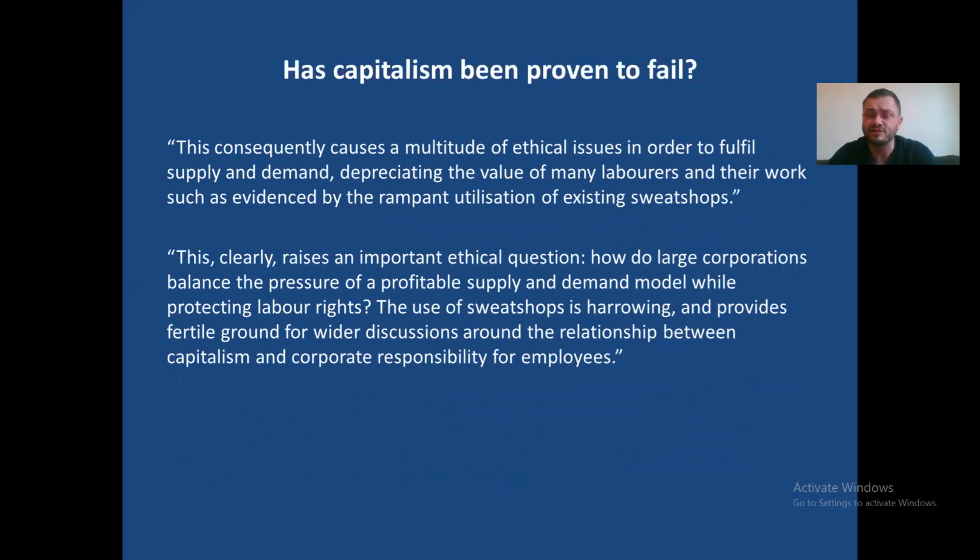"This consequently causes a multitude of ethical issues in order to fulfill supply and demand, depreciating the value of many labourers and their work, such as evidenced by the rampant utilisation of existing sweatshops. This clearly raises an important ethical question. How do large corporations balance the pressure of a profitable supply and demand model while protecting labour rights? The use of sweatshops is harrowing and provides fertile ground for wider discussions around the relationship between capitalism and corporate responsibility for employees." It's more effective, it's shorter, it avoids vague language, and it takes away some of the flowery fluff that doesn't really mean anything.